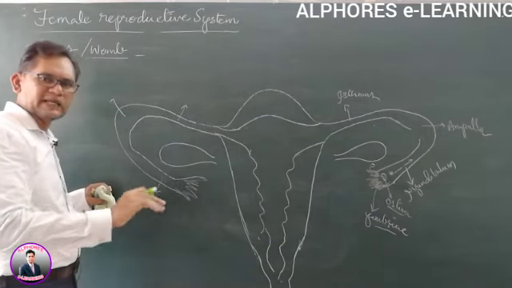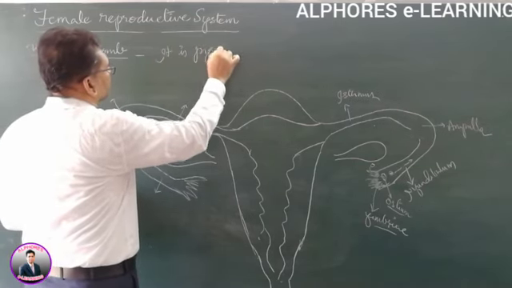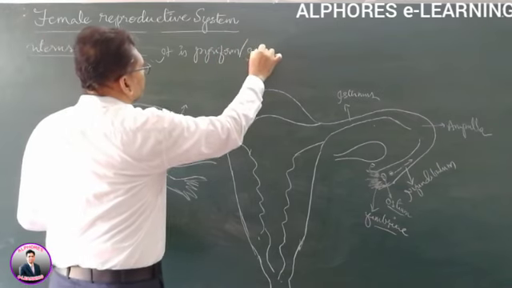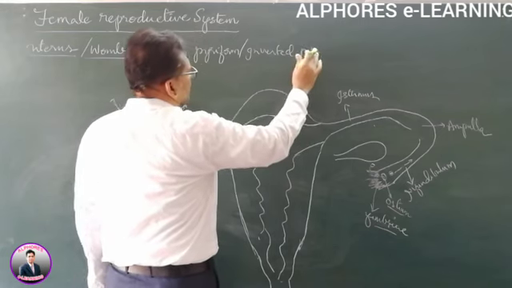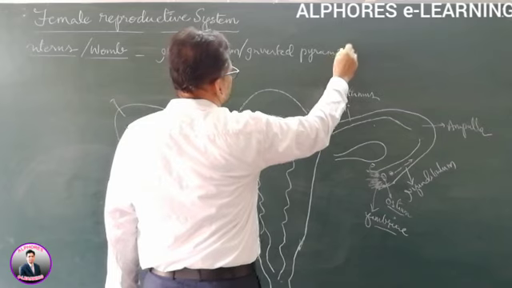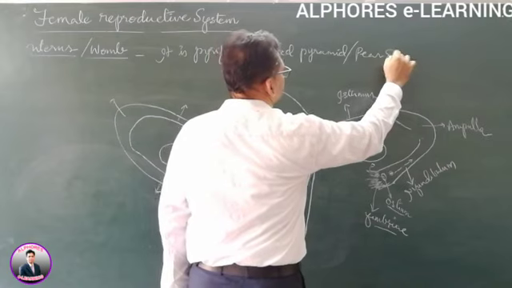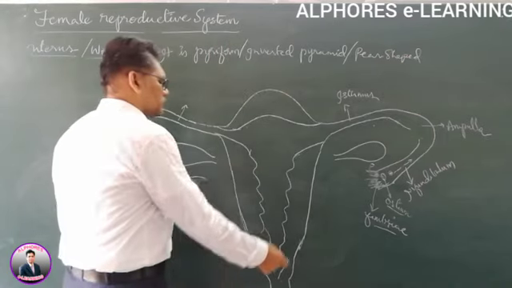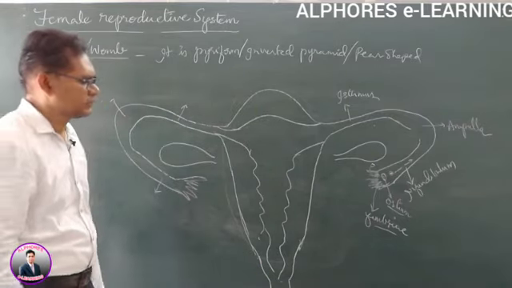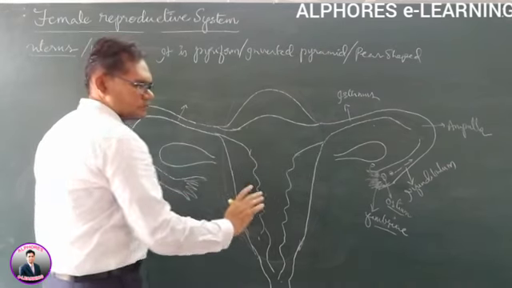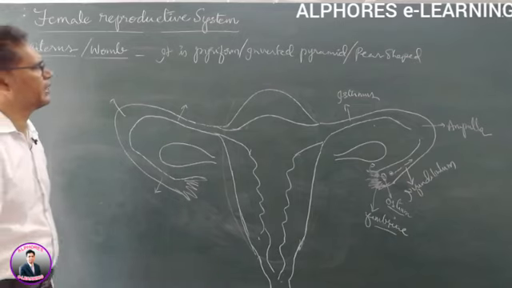Uterus is pyriform or inverted pear shaped, or pyramid shaped, or simply we use the words inverted pear shaped. This entire structure is called the uterus. Inverted pear shaped structure or pyramid shaped structure or pyriform structure, this is.